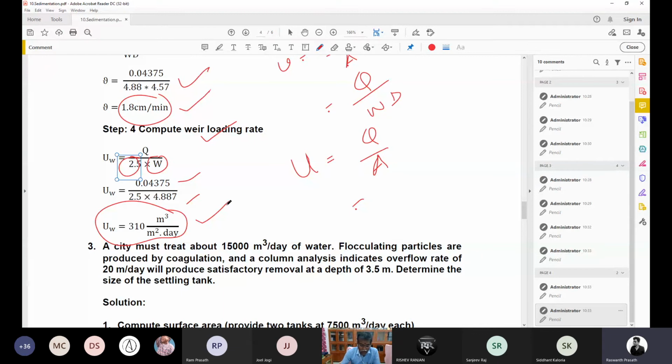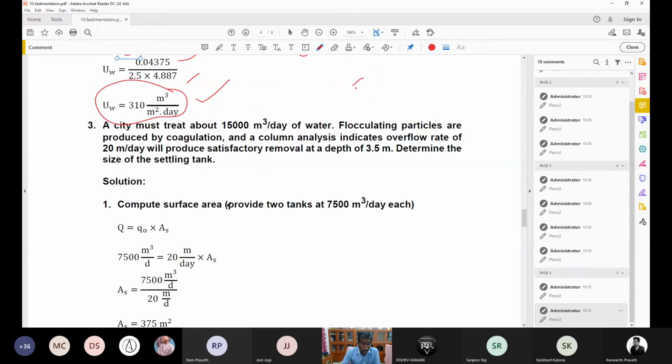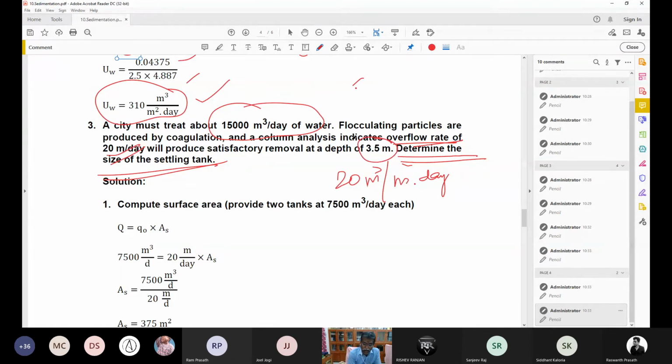You can go through the notes and keep it ready for typical substitutions. That's all. Nothing very complex or serious. Okay. And then the third one is you have to now determine the dimensions. Now you have to treat 15,000 meter cube per day of water, and the overflow rate is mentioned as 20 meter cube per meter square day. That is mentioned in the problem. The depth is given as 3.5 meters. Then you have to find out the dimensions of the tank.